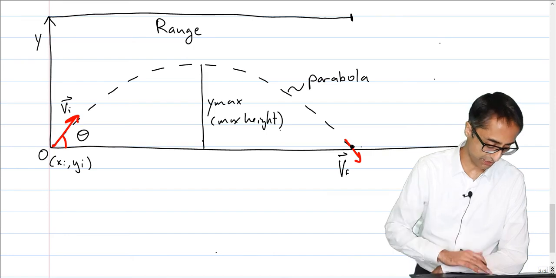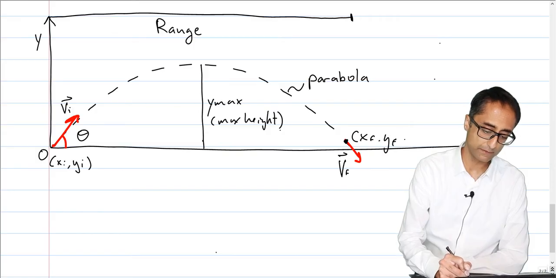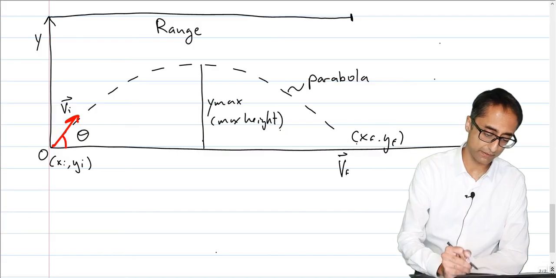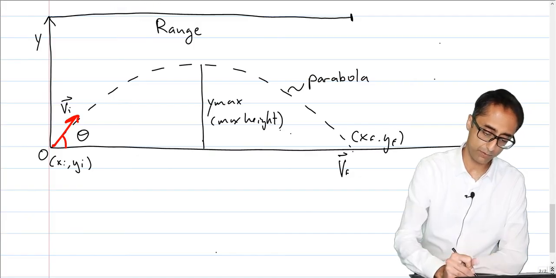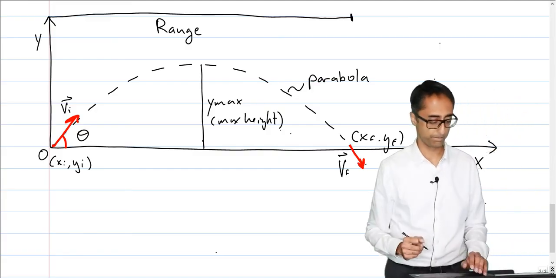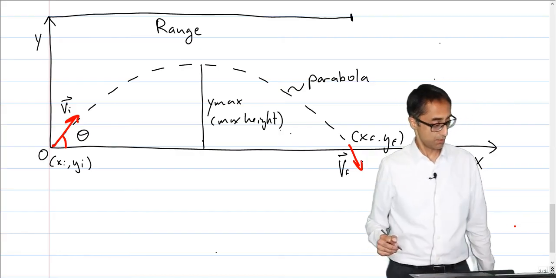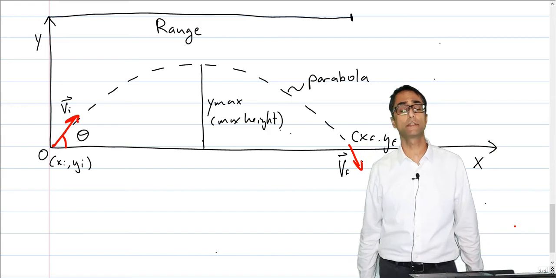But at this location here, we can call this x final, y final. In case that's confusing, let me move it all the way to the end. So we'll have our y final position right there, and there's our arrow. There we go.